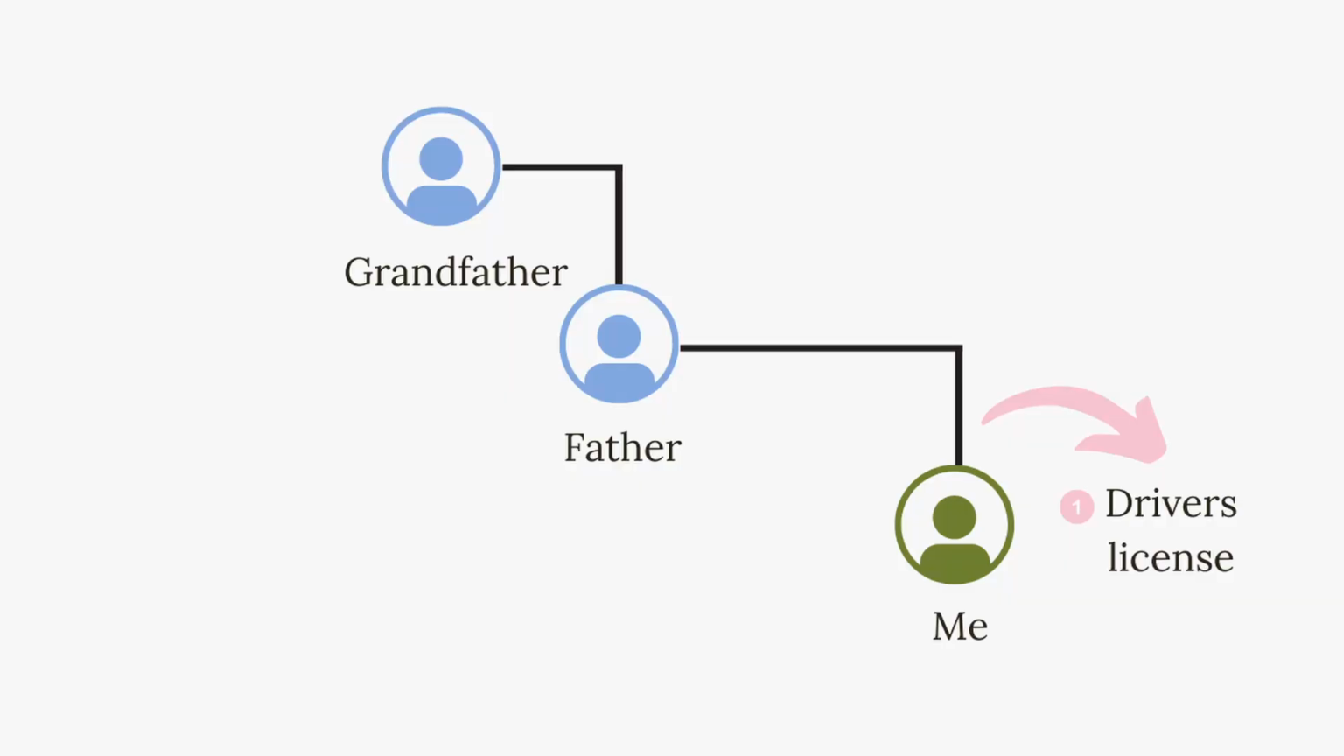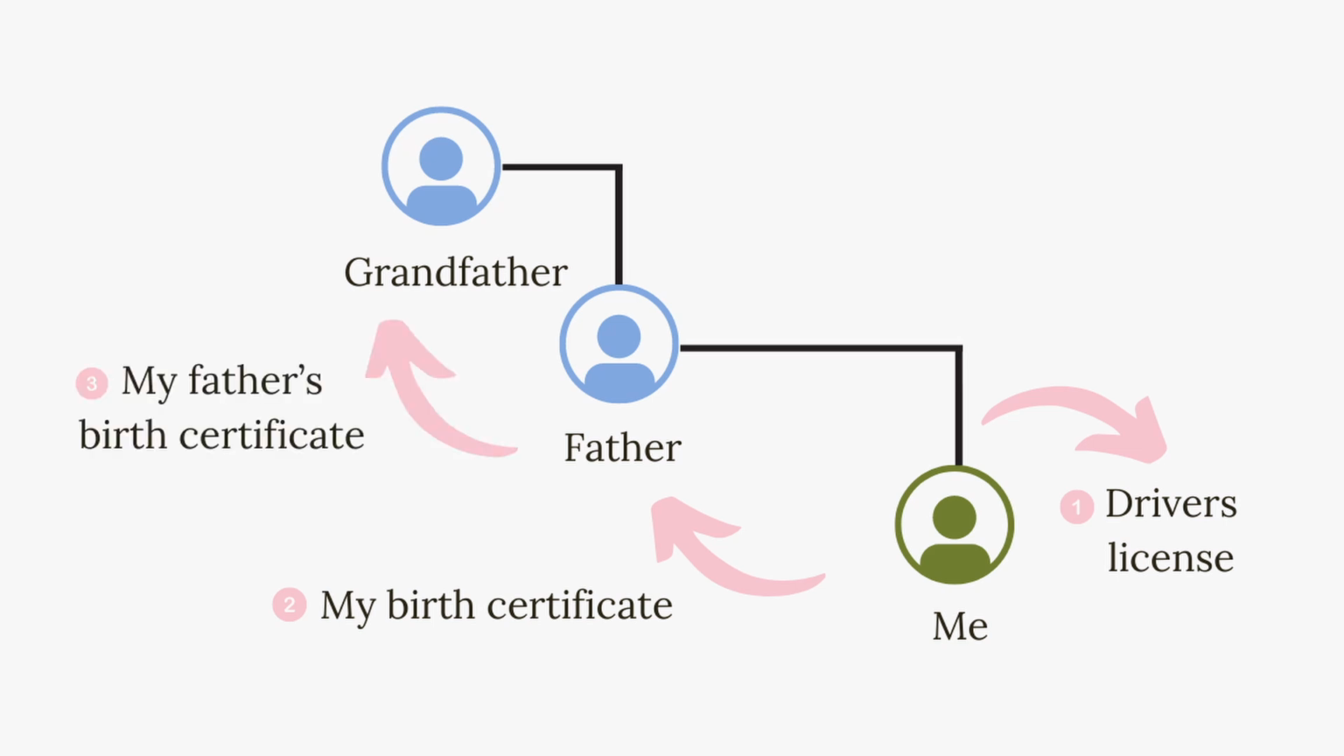Next, make sure you have all the documents you need to prove your identity and direct lineage. I recommend having your English documents translated into Japanese. In today's example, I'll include 1. My driver's license to prove my name and home address. 2. My birth certificate, which will show my father's name and his birth date. And 3. My father's birth certificate, which will show his father's name and birth date.